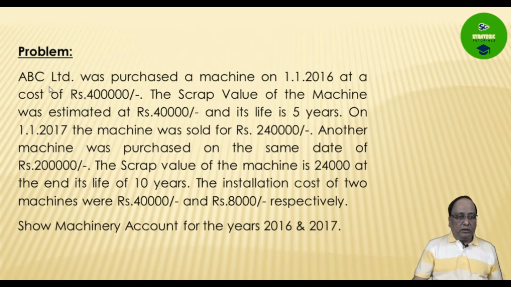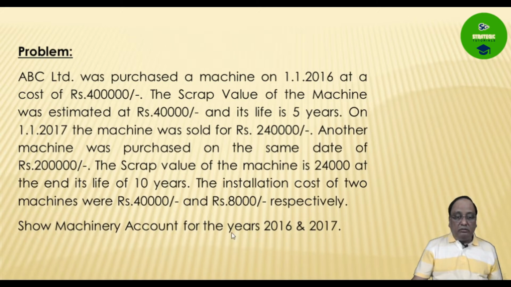Another problem. ABC Limited purchased a machine on 1st January 2016 at a cost of rupees 4 lakhs. The scrap value of the machine was estimated at 40,000 and the life is 5 years. On 1st January 2017, the machine was sold for rupees 2,40,000. Another machine was purchased on the same date for rupees 2 lakhs. The scrap value of the machine is 24,000 at the end of its life of 10 years. The installation costs of the two machines were 40,000 and 8,000 respectively.